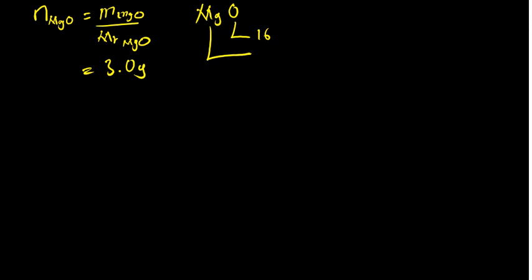When we add this together, what you're going to get is 40. Remember this 40 is in grams per mole. So basically we put our 40 grams per mole right here. So we are going to divide 3.0 by 40, and what you're going to get is 0.075 moles.